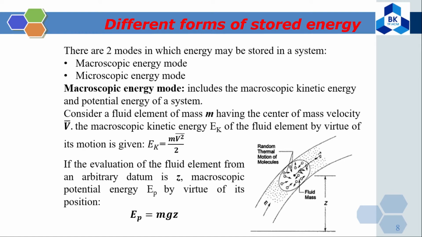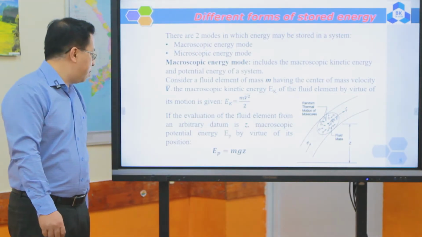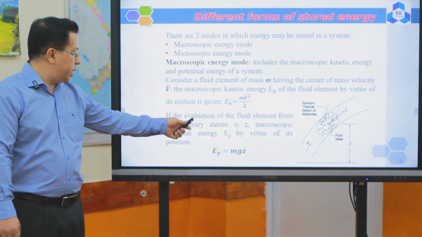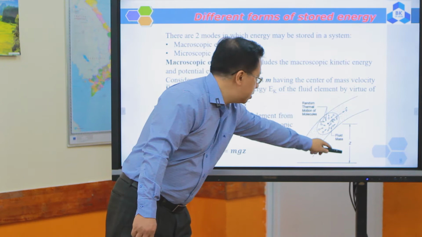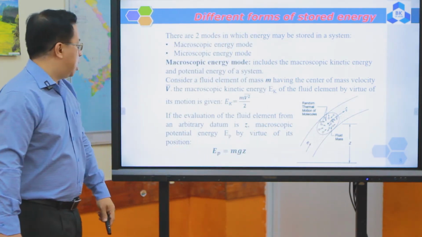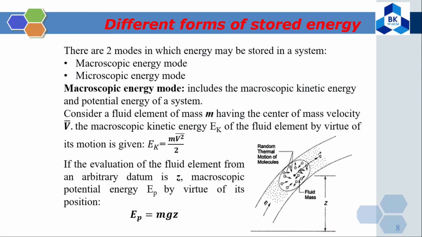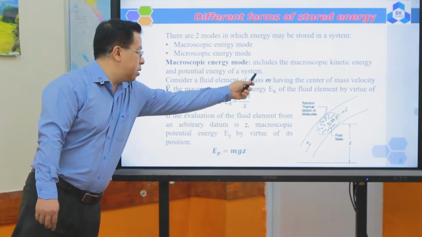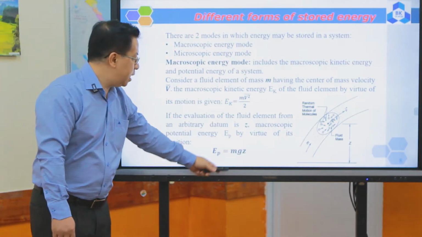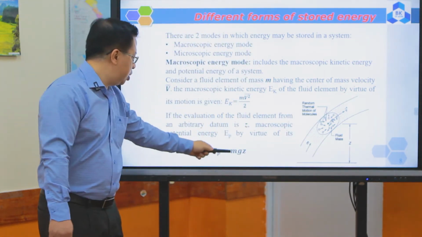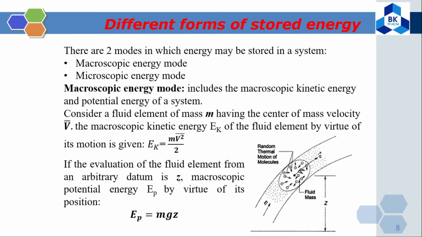And if the elevation of the fluid element from an arbitrary datum is Z, so Z here is the elevation of the system, the macroscopic potential energy EP, P stands for potential, by virtue of its position. So we have EP equal to m times g times z. m here is the mass of the flow, z here is the elevation, and g here is the gravitational acceleration.